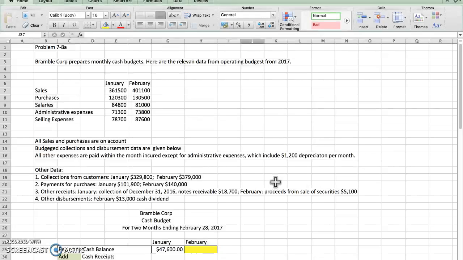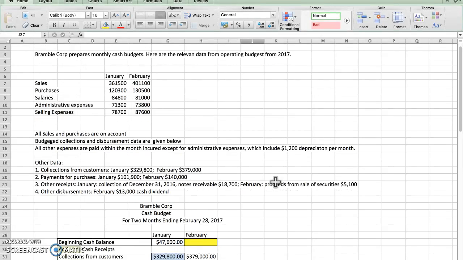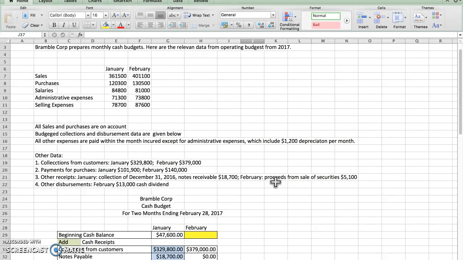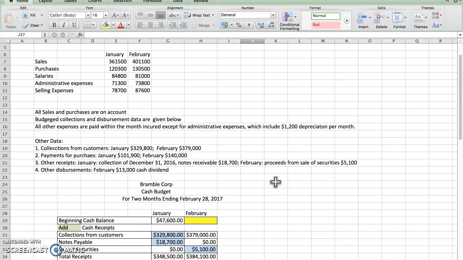All the expenses are paid within the month incurred, except for the administrative expenses, where $1,200 of depreciation is accrued each month. We need to remember that because it's important later on. Some of the other data is our collections from customers for both months, our payments on purchases for the month of January and February. Now that's different than the purchases that's listed up here. So that's also something you need to pay attention to, okay?